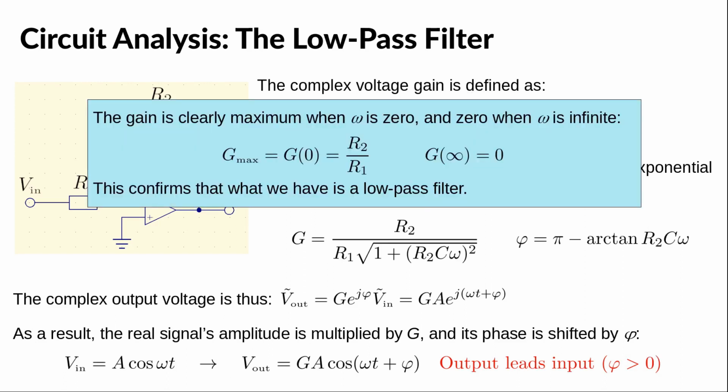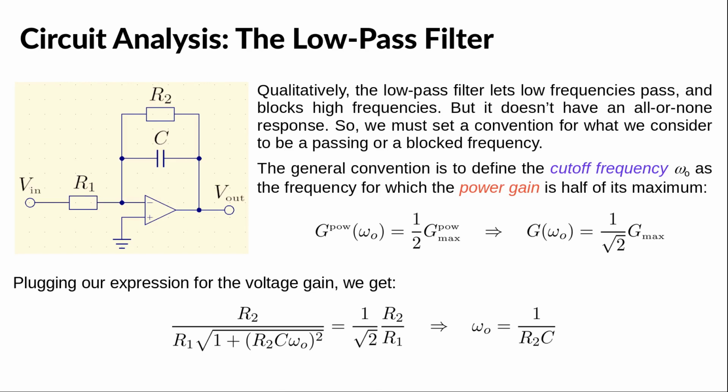By looking at the expression of the real gain, it is easy to see that it is maximum when omega is 0 and 0 when omega is infinite. So we find that the maximum gain is R2 over R1 at 0 frequency, and then the gain decreases down to 0 as the frequency increases. So this confirms that what we have is really a low-pass filter. The low-pass filter lets low frequencies pass and blocks high frequencies.